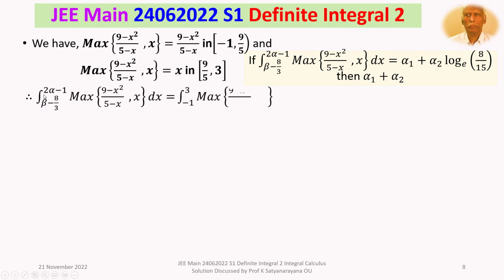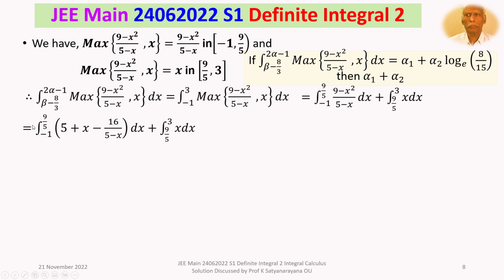So the integral from beta minus 8 by 3 to 2 alpha minus 1 of the max of this is the integral from minus 1 to 3 of the max of these. Now this will be broken into two pieces. First is minus 1 to 9 by 5, and in this the max is (9 minus x square) by (5 minus x), so this one dx, plus the remaining part, the integral from 9 by 5 to 3. In this, the max is x, so x dx. So now we are ready to integrate.